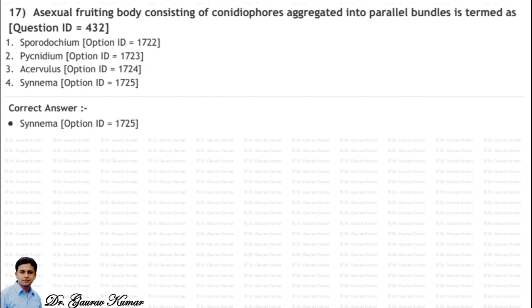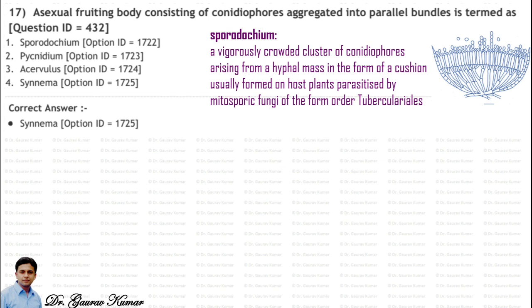Next question: asexual fruiting body consisting of conidiophores aggregated into parallel bundles is termed as. So the answer is Coremium. Let's just see the other options also. Sporodochium, whatever way you pronounce it, is a vigorously crowded cluster of conidiophores arising from a hyphal mass in the form of a cushion, usually formed on host plants parasitized by mitosporic fungi of the order Tuberculariales. So you can see how the Sporodochium looks.